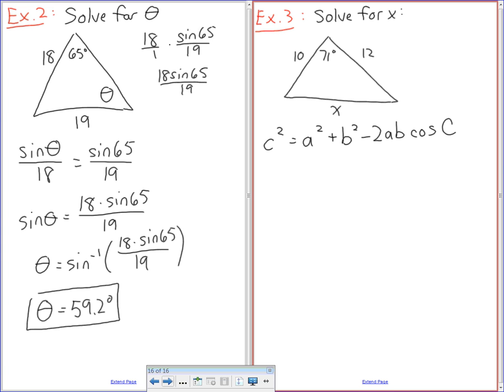Good. So that means x is going to go on the left-hand side. Okay, so x is going to go here, that's going to be little c, and big C is going to be 71 degrees. Can you sub in the rest, please, Lindsay? Go ahead.